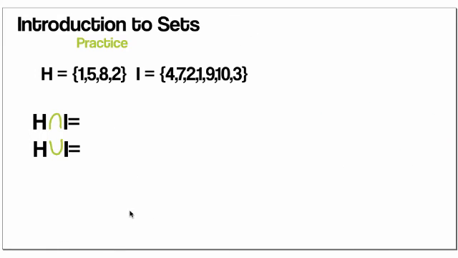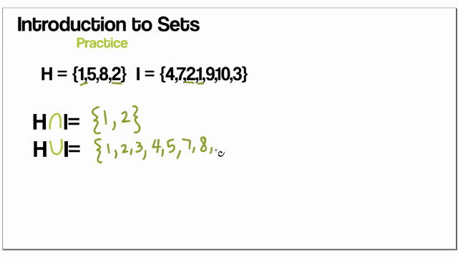Now let's go ahead and do some practice problems. Here we have sets H and I. Now let's find the intersection. Remember, intersection, it has to be in both H and I to be counted in the intersection. So in this case, we have only the numbers 1 and 2, because those are the only numbers included in both sets. Now for the union, we just put all the numbers together. So we have 1, 2, 3, 4, 5. 6 is not in either, but we do have 7, 8, 9, and 10. And that equals the union of H and I.